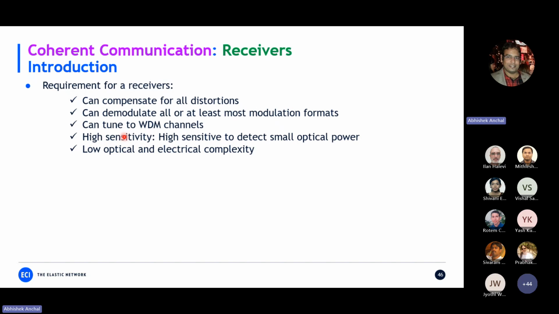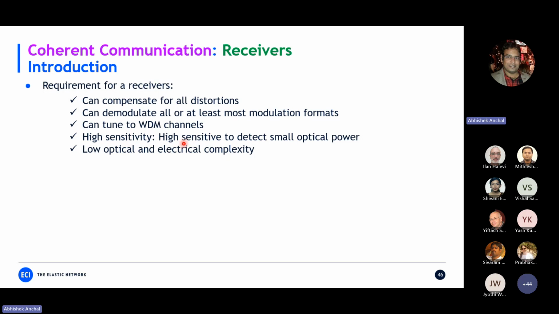Means that the receiver should react only to the particular channel at a time, so the bit error will be lesser and lesser. Sensitivity should be higher. What is the meaning of it? That if the received power is very small, the receiver is still going to demodulate the signal into bits. So if a receiver can take as low a power as possible and is still able to decode the bits, we call it a very highly sensitive receiver.